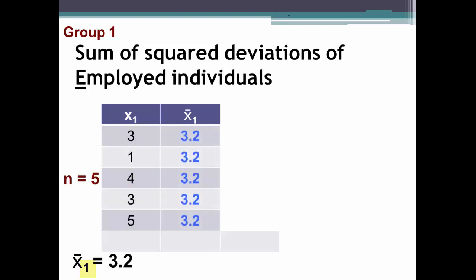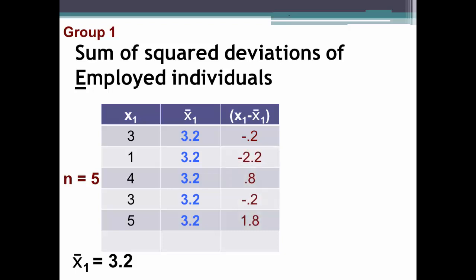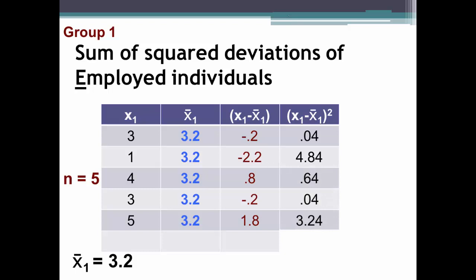Then we subtract the mean from each score in the data set. So 3 minus 3.2 is negative 0.2. 1 minus 3.2 is negative 2.2, and so on. Then we square that. Negative 0.2 squared is 0.04. Negative 2.2 squared is 4.84, and so on. Remember that I said earlier that you had to compute the mean, the n, and the squared deviations? This is the squared deviations. Now the sigma comes into play. We need to add all of these scores together, which gives us 8.8.